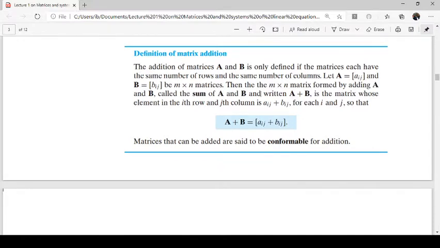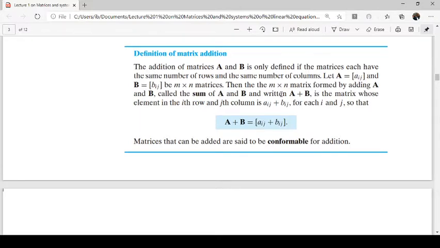Definition of matrix addition, not multiplication. Addition of matrices A and B is only defined if the matrices have the same number of rows and the same number of columns. We can carry out an operation of addition on matrices if we have the same number of rows and the same number of columns. That's what you can see here.